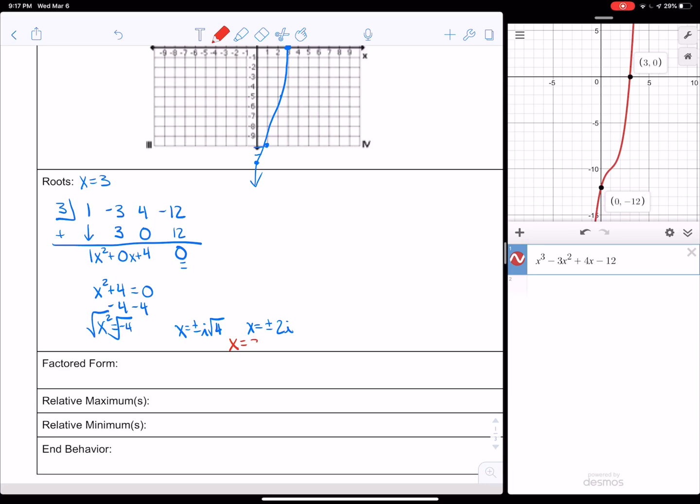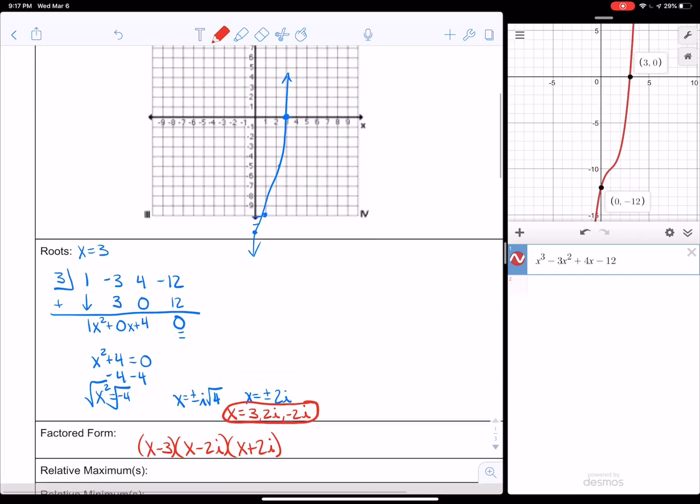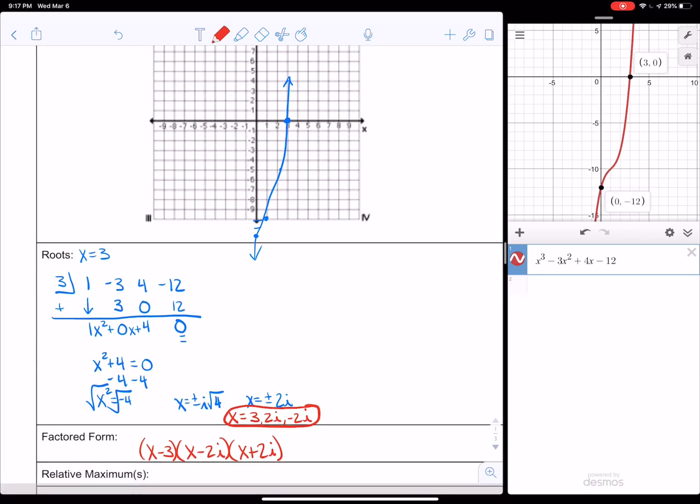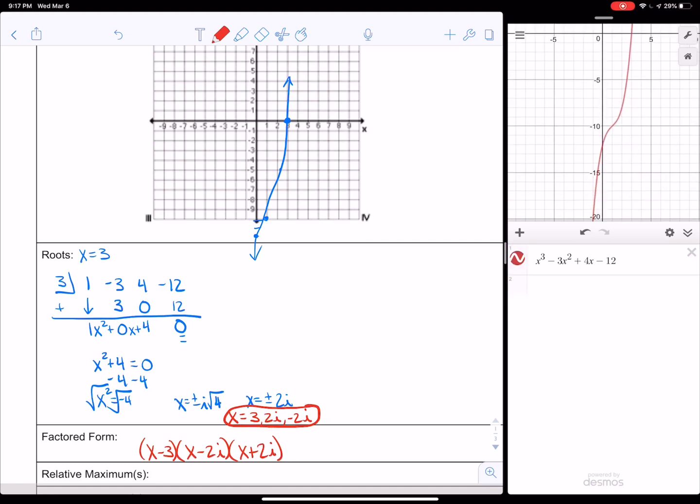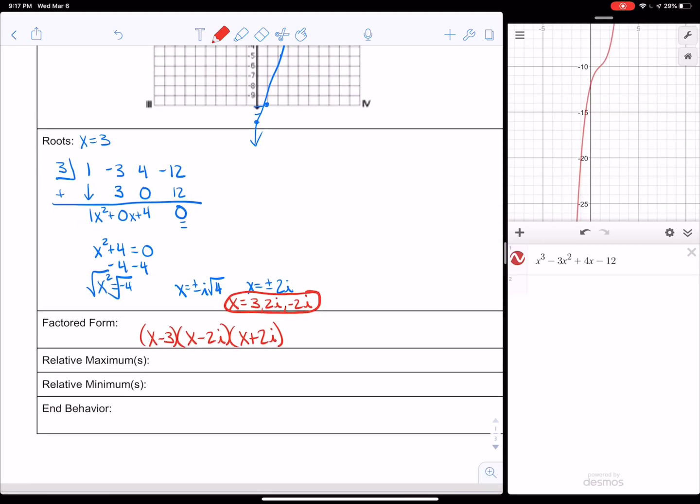So I'm going to put them all together. We have 3, 2i, and -2i. Then to write those in factored form, we would write (x - 3)(x - 2i)(x + 2i), and just leave it like that. For this one, there is no relative maximum or minimum, so we actually have none for our example.